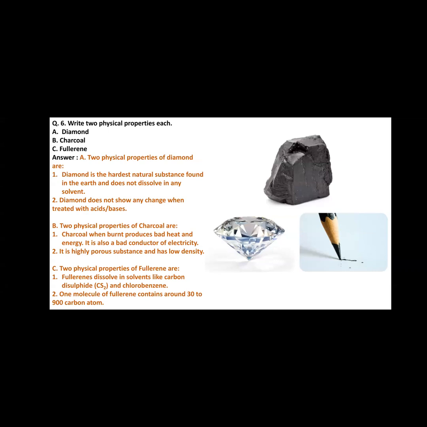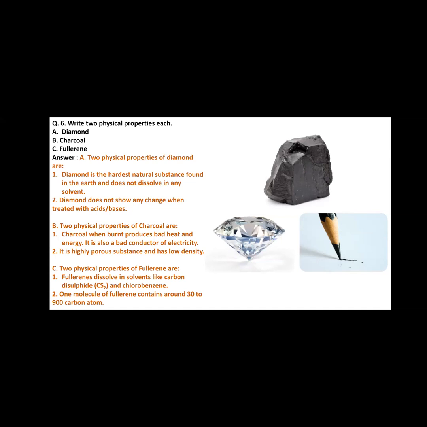The second one is charcoal. The physical properties of charcoal are: charcoal when burnt produces heat and energy. It is also a bad conductor of electricity. Charcoal does not conduct electricity. Second property of charcoal is it is a highly porous substance and has low density. Since charcoal has pores, its density is very low.